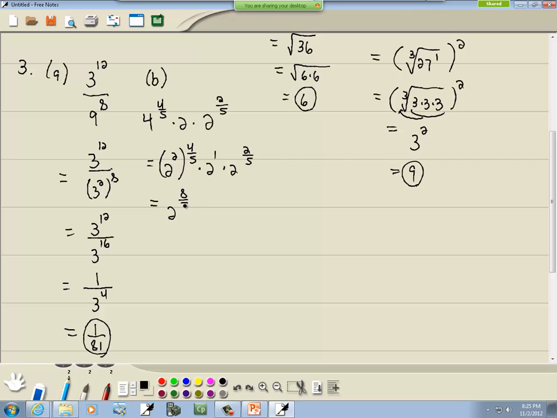So we've got 2 to the 8/5 times, and I want to get a common denominator. Since these both are going to have 5s, I want this one to have a 5. So I'll rewrite the 1 as 5 over 5. And now they're all 2 to a power, so I can add the exponents. So I got 8/5 plus 2/5 is 10/5, plus another 5 is 15/5. And 15 divided by 5 is 3, so we got 2 to the 3rd, which gives us 8.